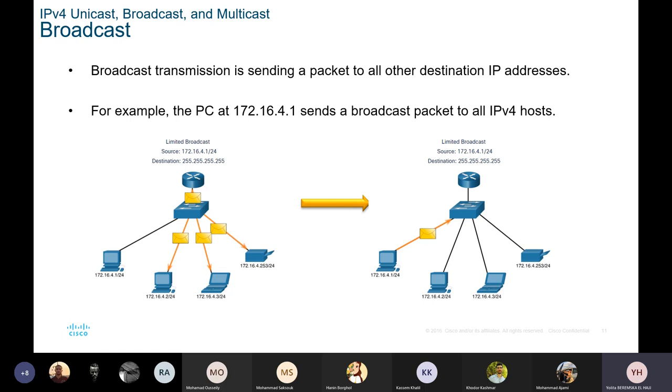For the broadcast, as we said, the source is a unique IP address. The destination is all ones, like what you see here. It means that this message will be sent to all active devices on this LAN.